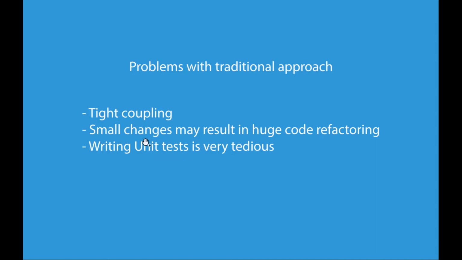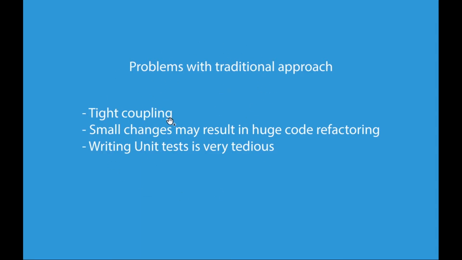Okay, now both of these are part of tight coupling itself, but I just wanted to lay it out on the table so that people can understand what it actually means. Basically, if something is tightly coupled, it automatically means that small changes will result in huge code refactoring, and writing unit test cases is very tedious. Okay, but still I wrote it in 3 points. Anyways, so how can we solve this problem?